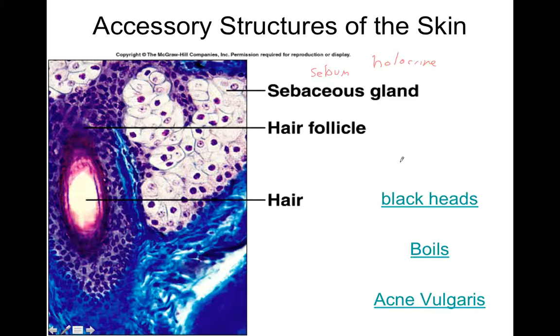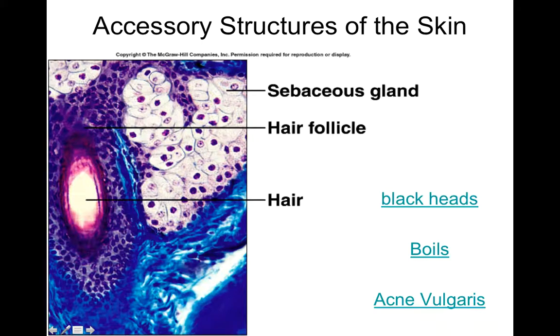Sometimes our sebaceous glands will back up, and when you get a backup of sebum in the sebaceous gland, you get these things called blackheads. The blackhead is just the sebum backed up in there, but the lipids on top of the sebum that is exposed to the air become oxidized. And so you get these blackheads, and it's black because the sebum is oxidized, which makes it turn black.